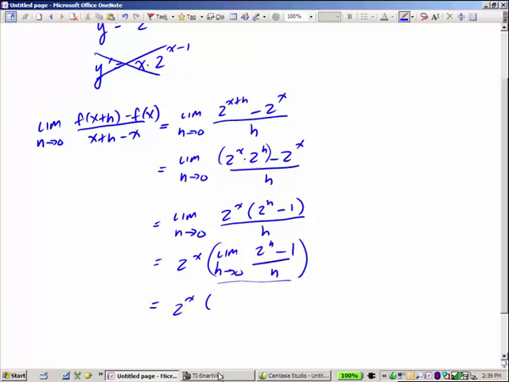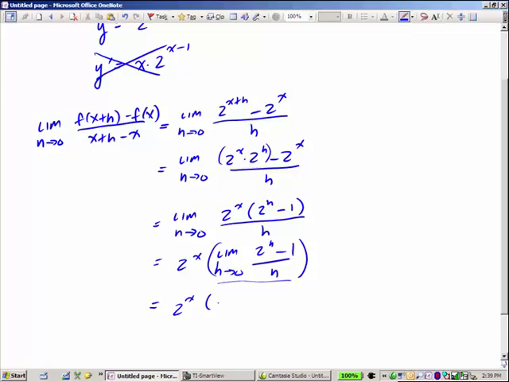I have a question just about, is there a rule that says to pull the 2 to the x out? No, it's clever, right? There's no rule that says you have to pull it out. But the rule would be this: the limit has to do with h. 2 to the x has nothing to do with h. So I can separate those. And yeah, that is a rule. I can do that.